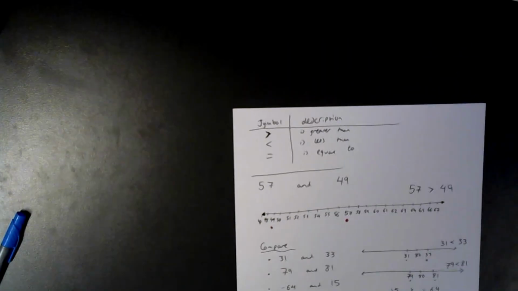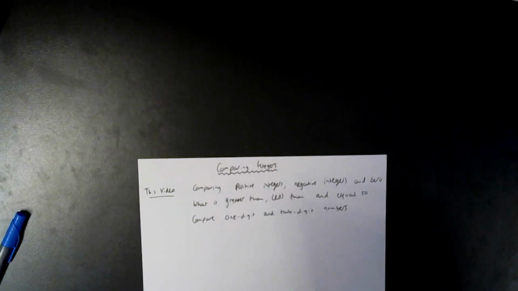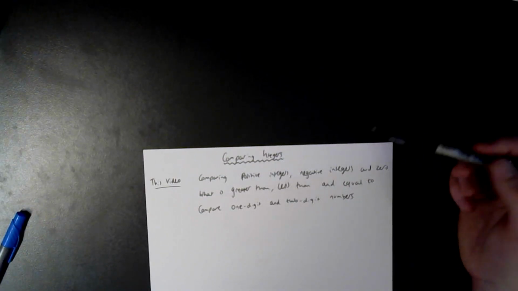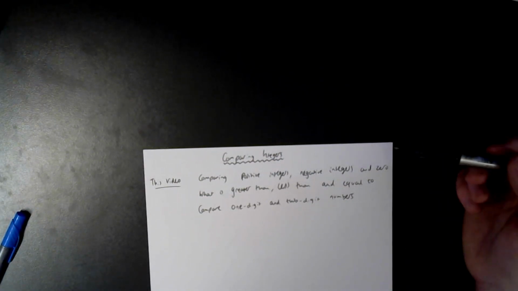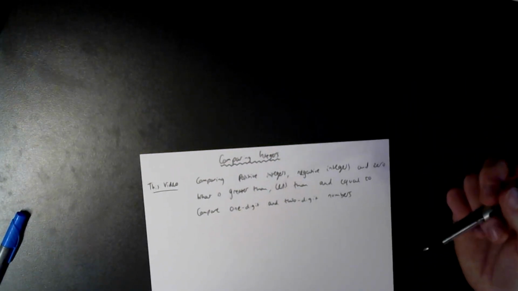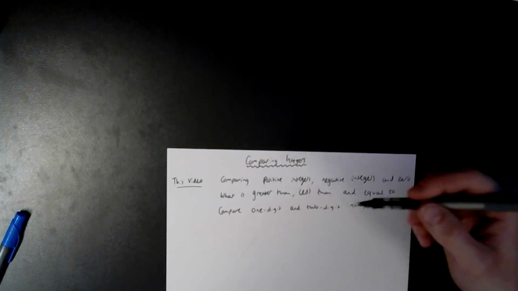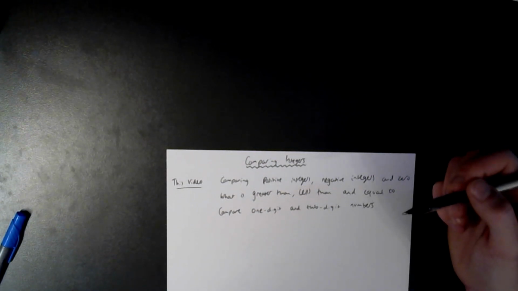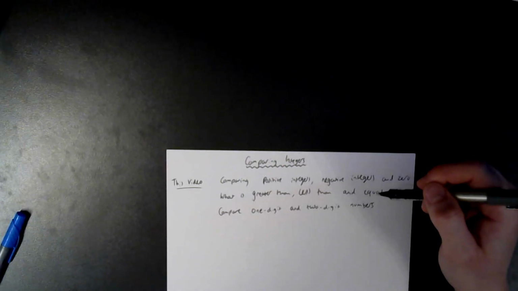Okay, so in this video, we've looked at how we compare integers, specifically the positive and negative integers, as well as 0. We've looked at some examples that show us how to apply the greater than, less than, and equal to symbol. And we've been able to compare 1 and 2 digit numbers.